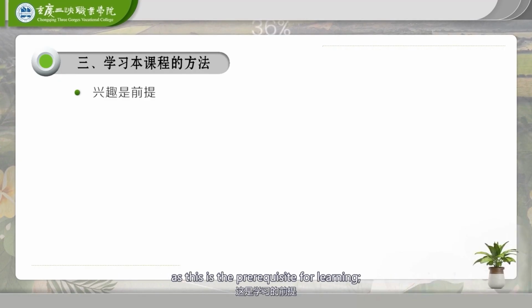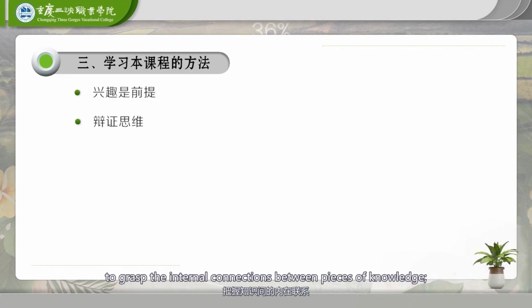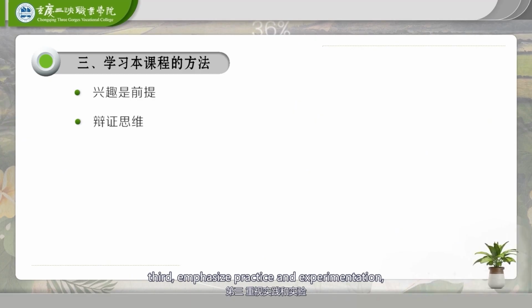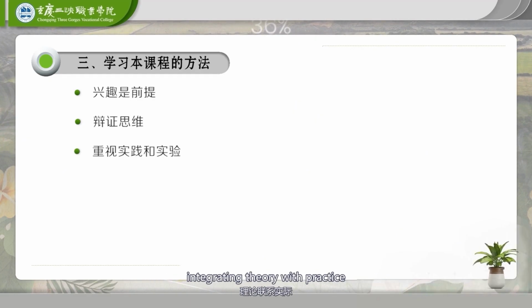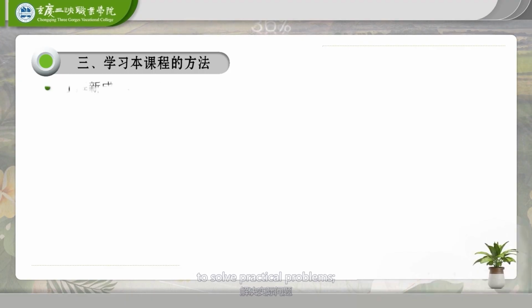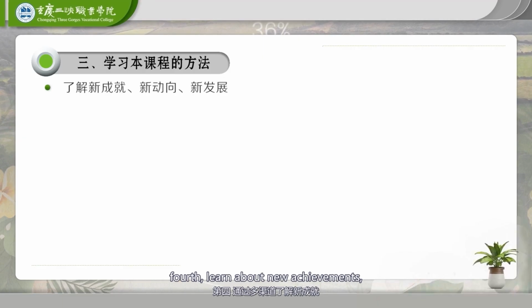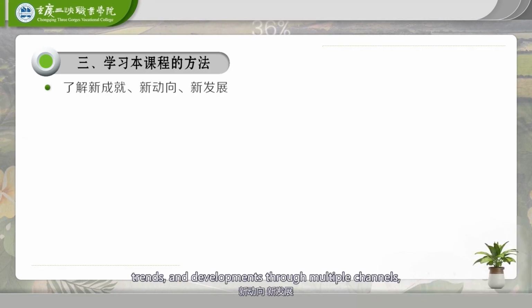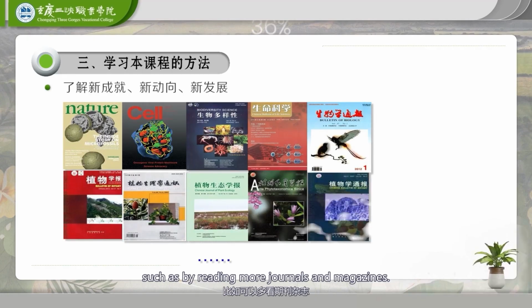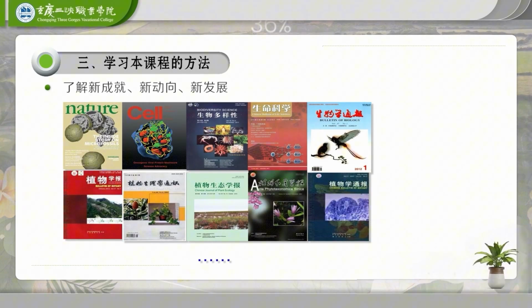Finally, the methods for learning this course. First, maintain a positive and proactive attitude and cultivate interest, as this is the prerequisite for learning. Second, use dialectical thinking to grasp the internal connections between pieces of knowledge. Third, emphasize practice and experimentation, integrating theory with practice to solve practical problems. Fourth, learn about new achievements, trends, and developments through multiple channels, such as by reading more journals and magazines.